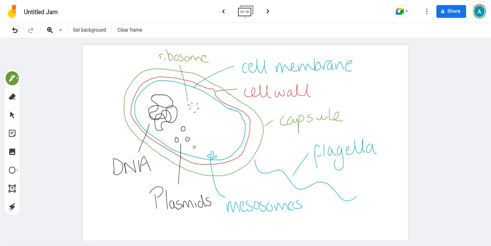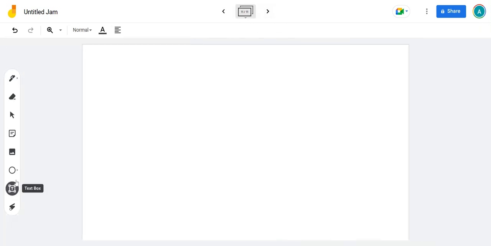The last thing is these little pili. They have these little bits sticking out from the edge here, and they can be used to attach onto other surfaces. Okay, so let's go through the functions of each part now.